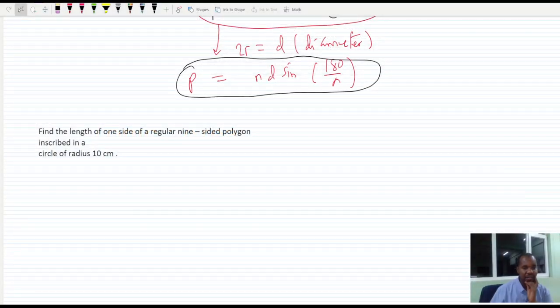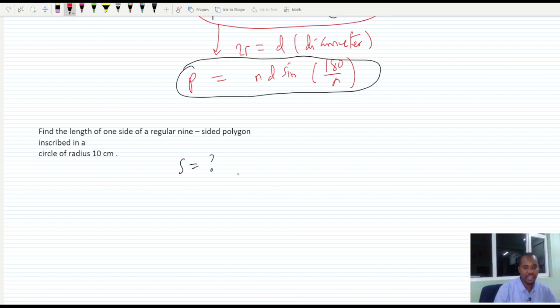Here is one of the examples. Find the length of one side of a regular 9-sided polygon inscribed in a circle of radius 10 centimeter. So you can see the question. We are looking for S. S equals how much?